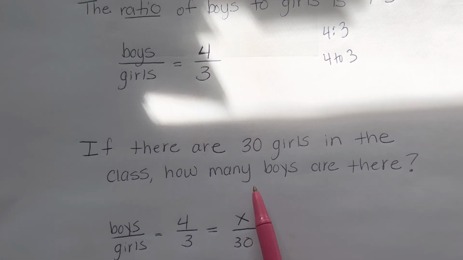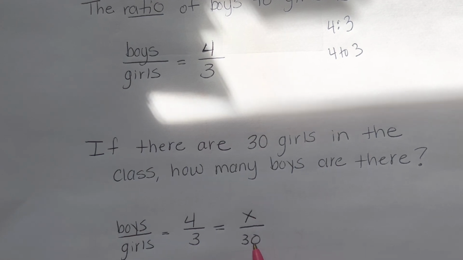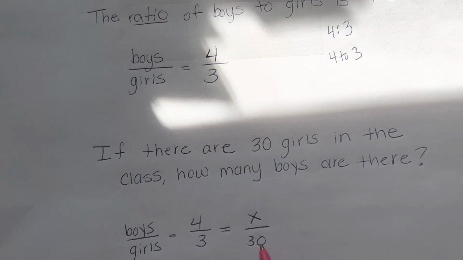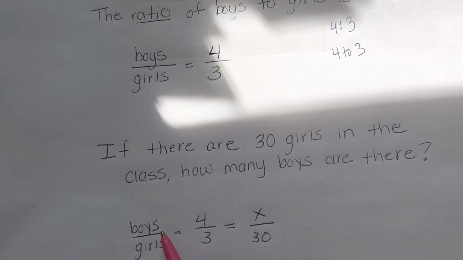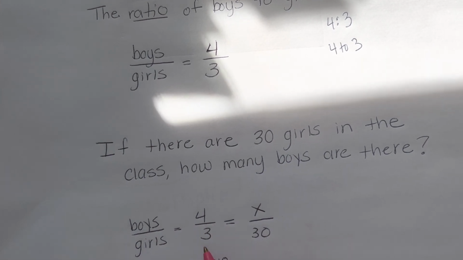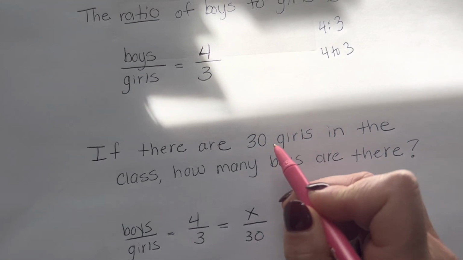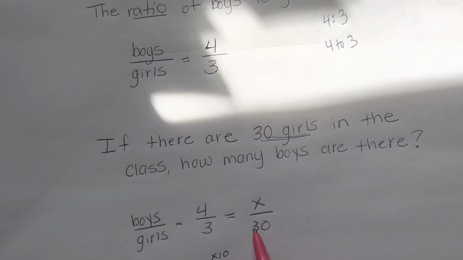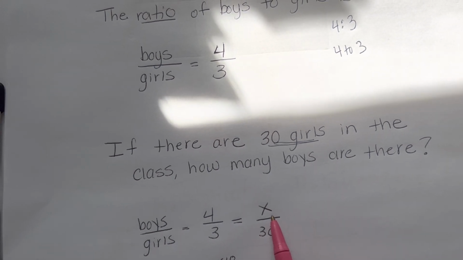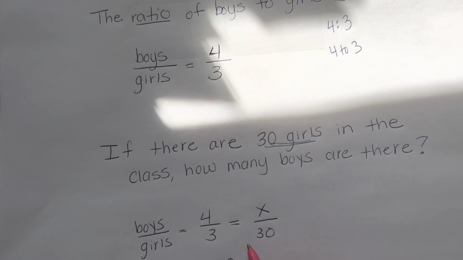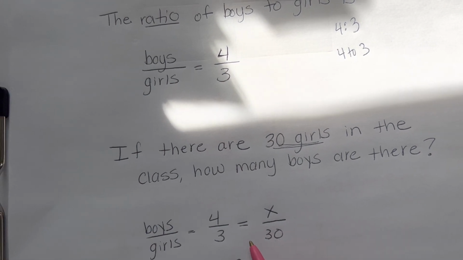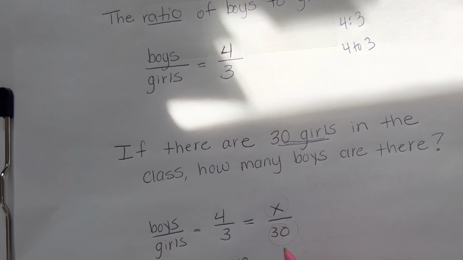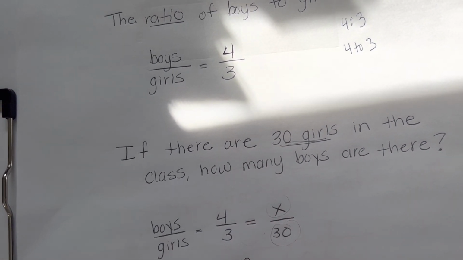So I can go ahead and set up my second ratio here. I also am making sure that my numbers are in alignment with my units over here. So from the beginning, I had 4 boys and 3 girls. And now the problem is stating 30 girls. So I have 30 on the bottom for girls and X on the top for boys. Since I know that this is a ratio, I know that my numerator and denominator are going to increase by the same amount.